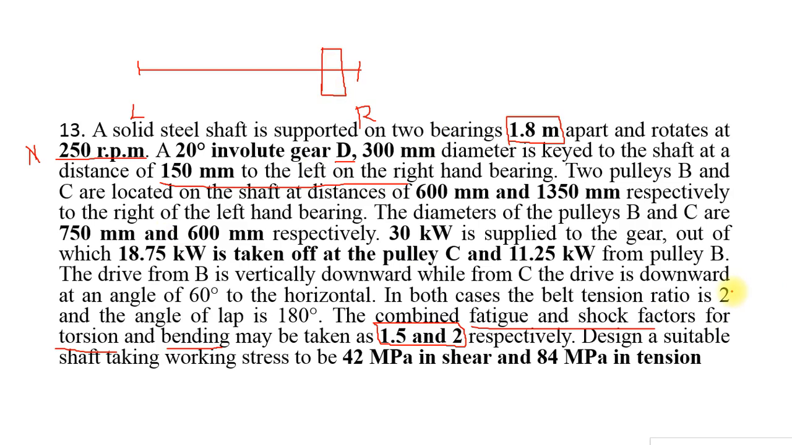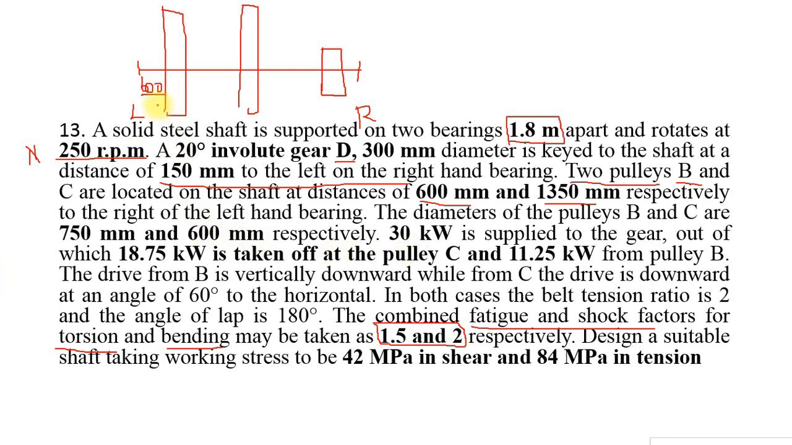After which we have two pulleys. There are two pulleys B and C which are located on the shaft at a distance of 600 mm and 1350 mm respectively to the right of the left hand bearing. They have given B first, C second. So first we draw pulley B, and then pulley C. This distance is 600, and from here the distance would be 1350.